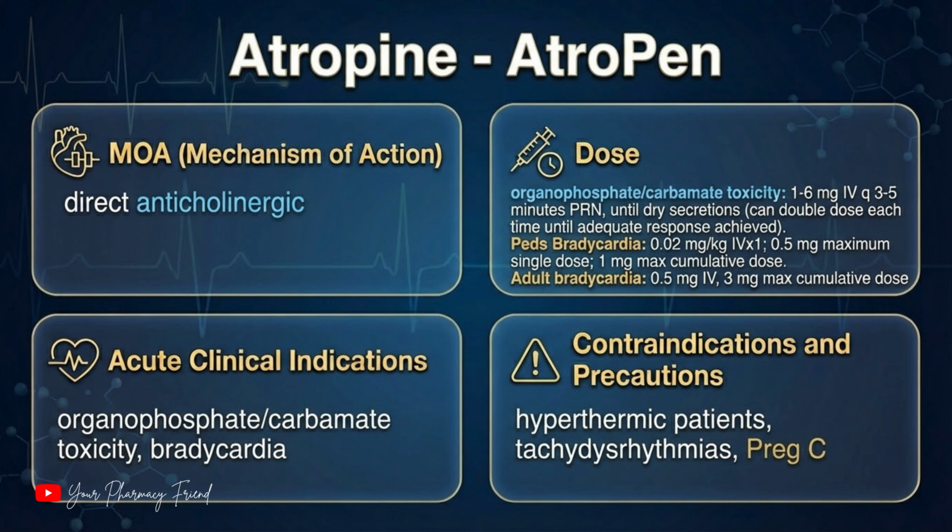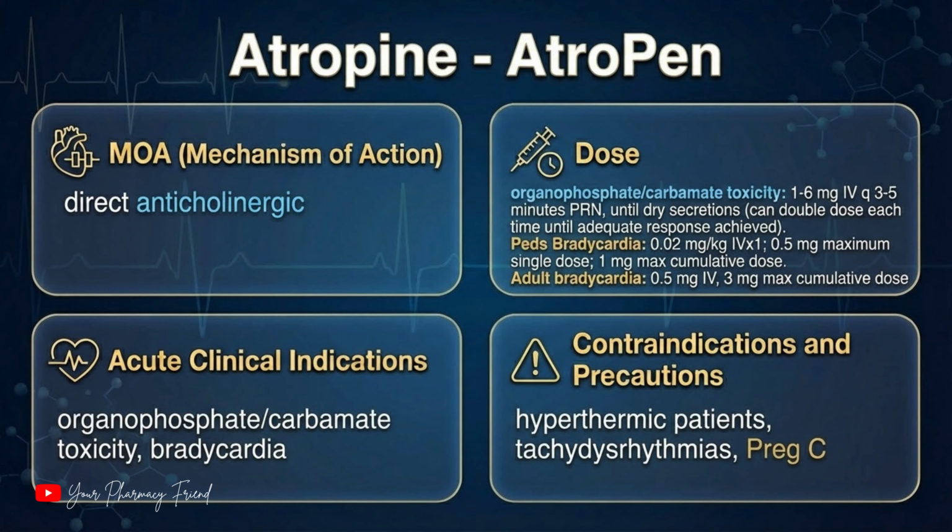This mechanism is particularly important in organophosphate and carbamate toxicity, where excessive acetylcholine accumulation leads to severe cholinergic symptoms, including excessive salivation, bronchial secretions, bronchospasm, and bradycardia. Now let's review the dosing protocols for different clinical scenarios.